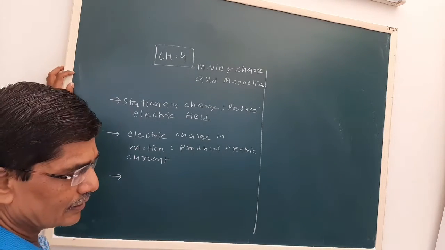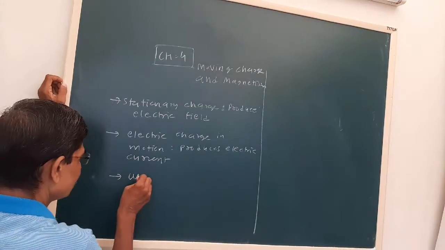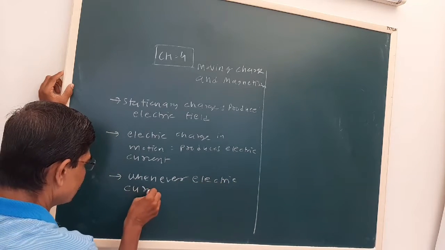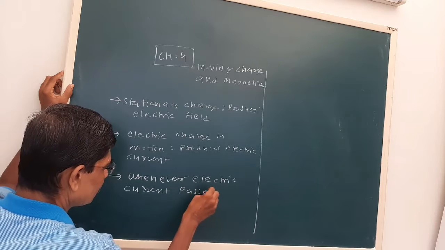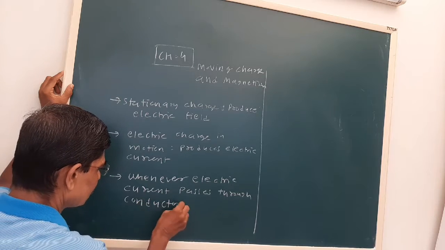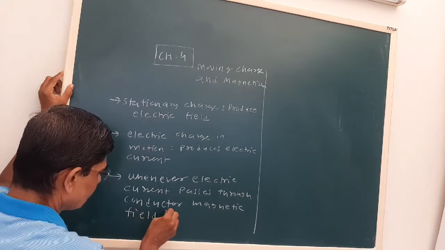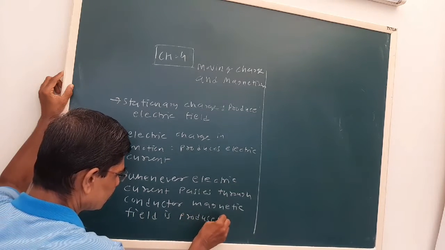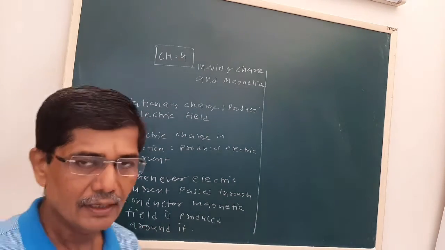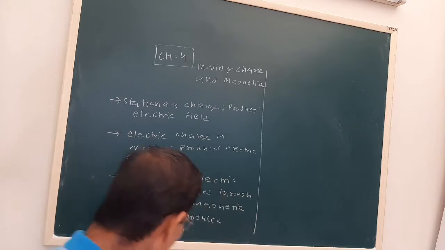Now, you studied regarding this in the 10th standard also. You had some basic idea. Whenever electric current passes through a conductor, a magnetic field is produced. Okay, whenever current passes through a conductor, magnetic field is produced. Now this is nothing but Oersted's observation.